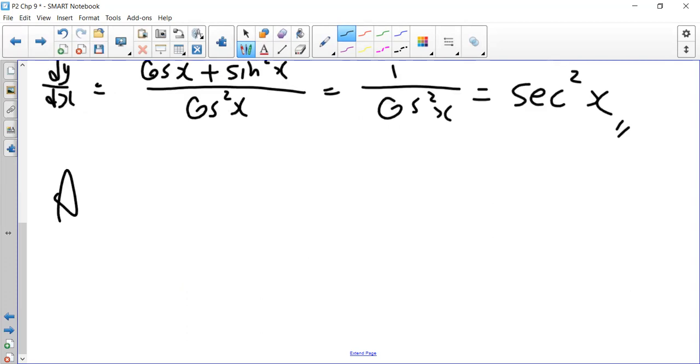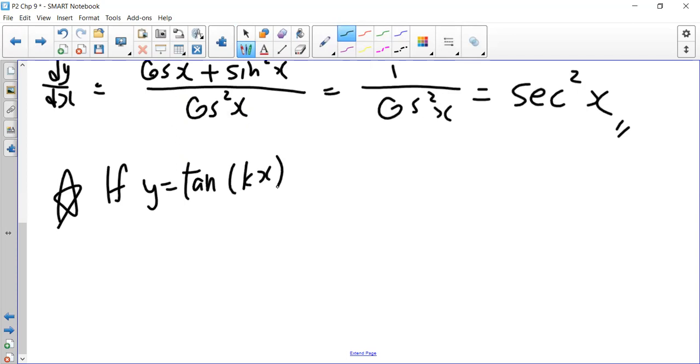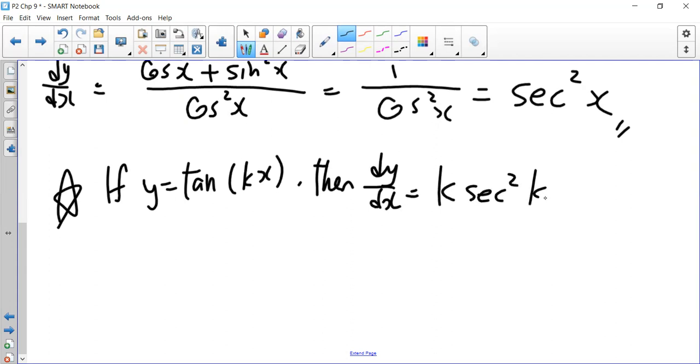Now this is given in the formula booklet. If y equals tan kx, in the formula booklet, then dy by dx equals k sec squared kx. So this is given in the formula booklet. We don't have to prove it unless they ask you, can you prove the derivative of tan x is sec squared x? Then you have to show all that. But otherwise, you can use the formula booklet.